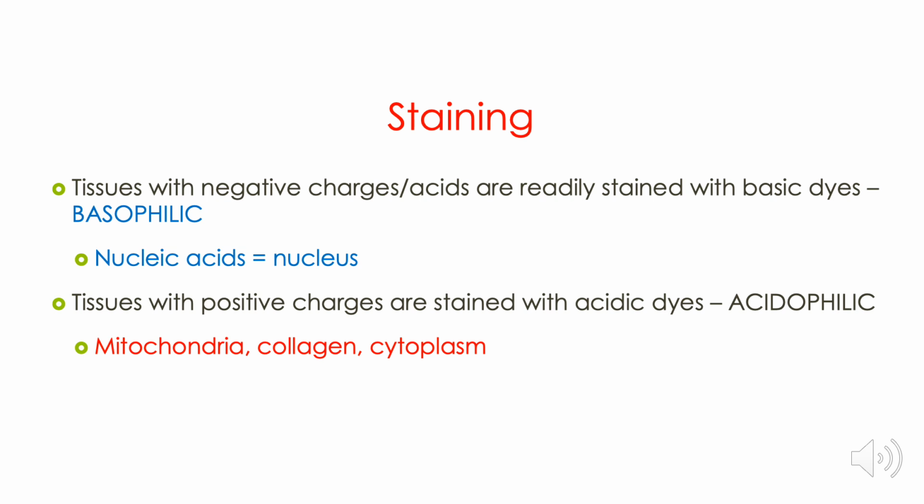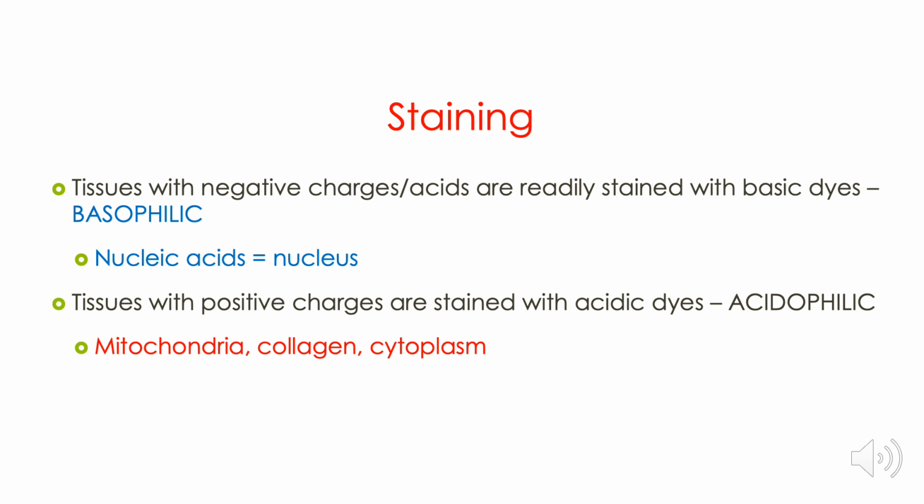I hope you will not get confused. Hematoxylin is a basic dye and it stains the nucleus. Therefore, the nucleus is basophilic because it loves basic dye. If the structure is stained by eosin and eosin is an acidic dye, then that structure is called acidophilic.